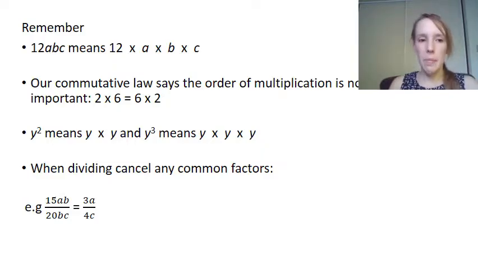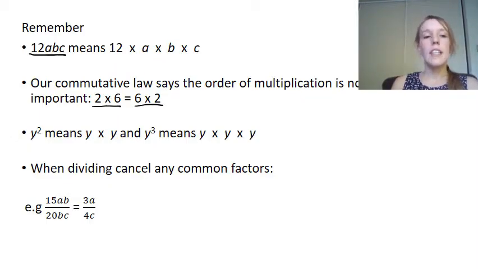So just remembering back, if we write something like 12ABC, what that actually means is 12 multiplied by A, multiplied by B, multiplied by C. And remember back to one of the first lessons we had on the commutative law. The commutative law says that the order of multiplication is not important because 2 times 6 is 12, and if we swap that around and did 6 times 2, our answer is still 12. So the order doesn't really matter.